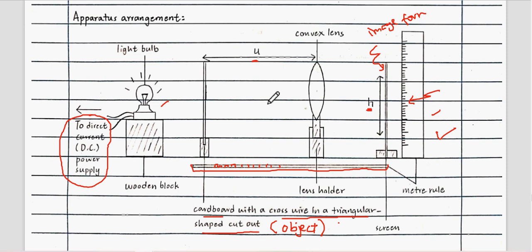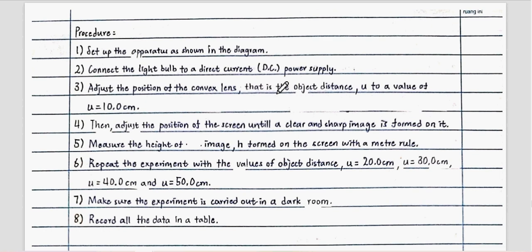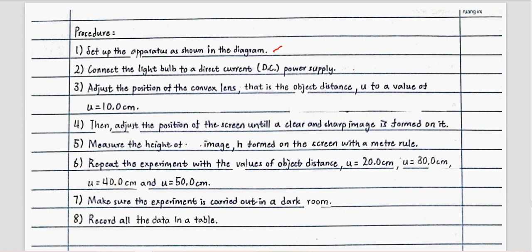Okay, now the procedure. 3 marks for the procedure. Apparatus above is set up. This one no mark, but better to write. Connect the light bulb to a direct current. Connect. And is there any switch on? Cikgu cari perkataan switch on. Where is switch on? Tak ada.